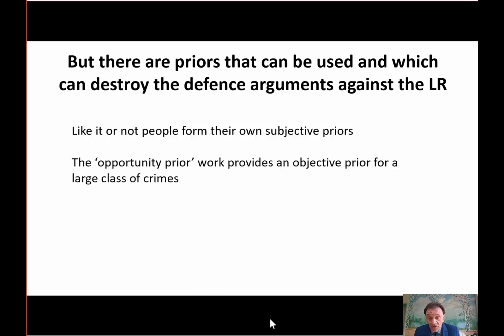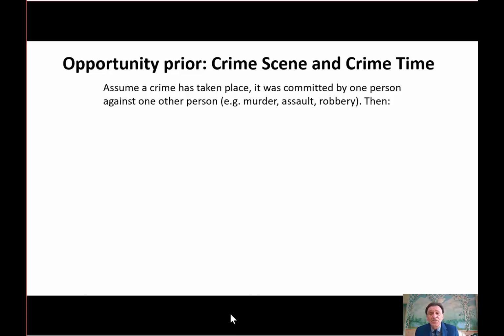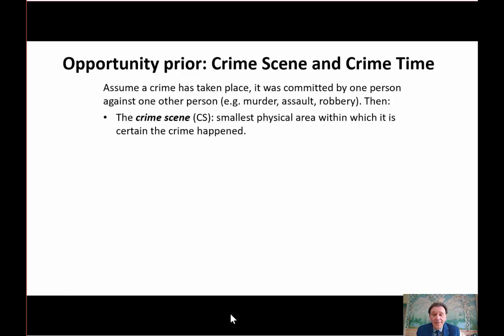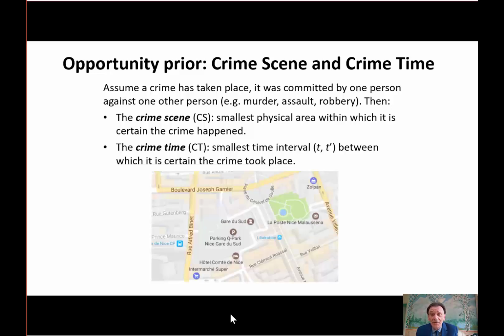the opportunity prior that provides an objective prior for a large class of crimes. So assume a crime has taken place and that it was committed by one person against one other person, e.g. murder, assault, robbery. Then the crime scene is the smallest physical area in which it's certain that the crime happened. And the crime time is the smallest time interval between which it's certain that the crime took place. Now imagine we can observe people who are in the crime scene at any time during the crime interval.